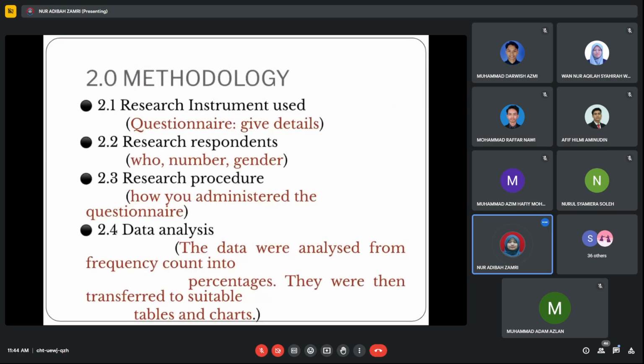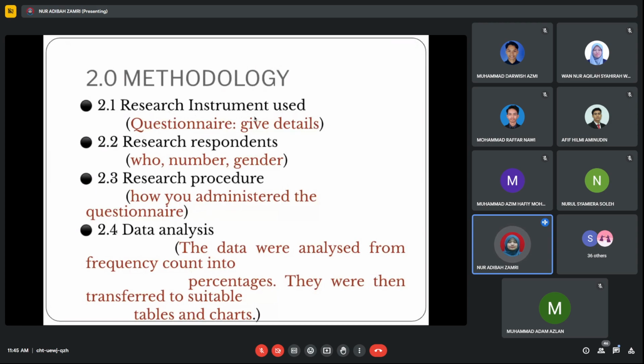Okay, and then next one is methodology. So these are all the things that you need to have under the methodology part: research instrument, research respondent, research procedure, data analysis. I'm going to explain later. Okay, that's all for this slide. Okay, let's take a look here.